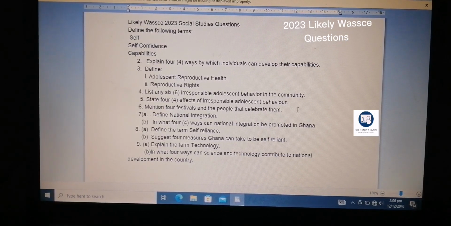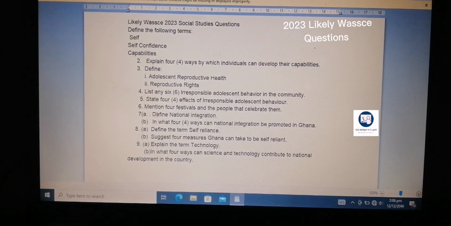We have the Adae Kese, celebrated by the Ashantis. We have the Damba Festival, celebrated by the Dagombas. We have the Kundum Festival by the Nzima. We also have Fetu Afahye by the Oguaa or Cape Coast people. We also have Bakatue by the people of Elmina. Okay, now let's move to number 7.